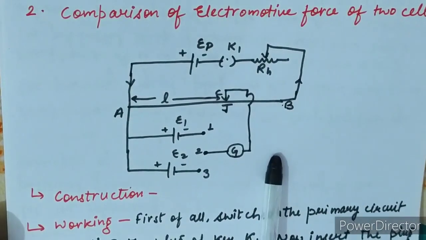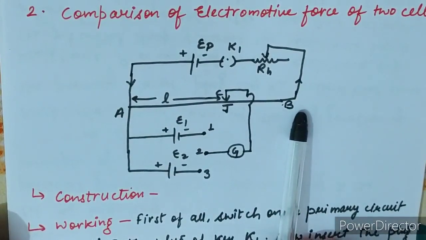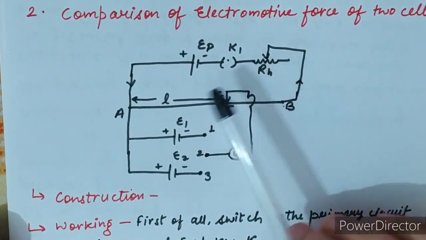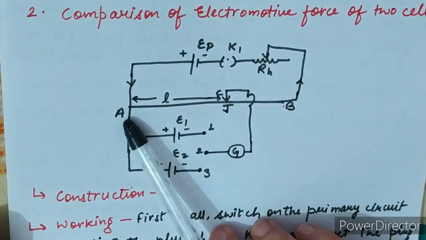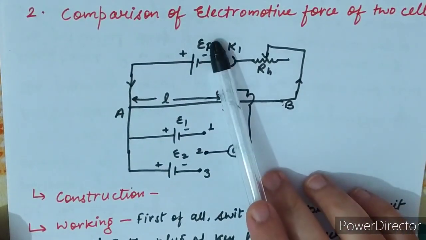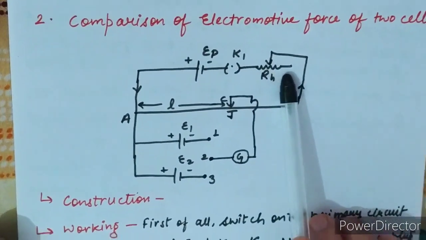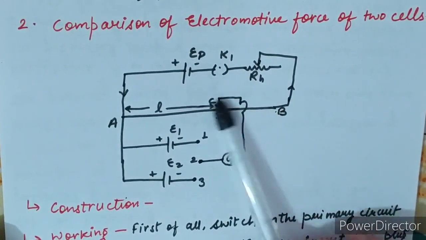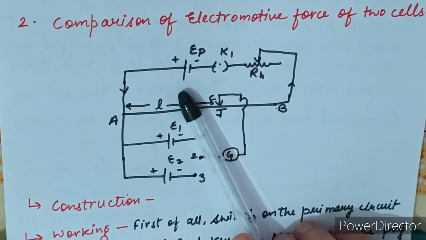So this is your circuit arrangement. A wire of length 10 meters is AB. The primary circuit will remain the same as usual. The positive terminal of the primary cell EP is connected to the end point A, the negative is connected with the key K1, then the rheostat RH, and the other end with the point B. This will remain the same in all the circuits of the potentiometer.